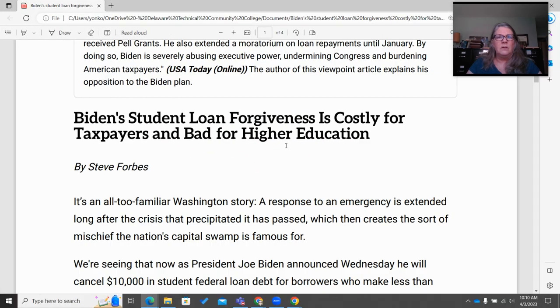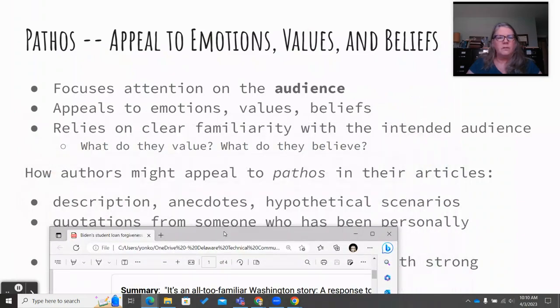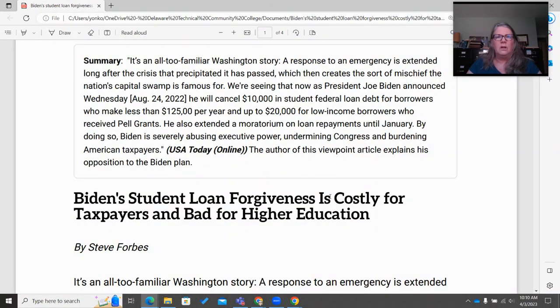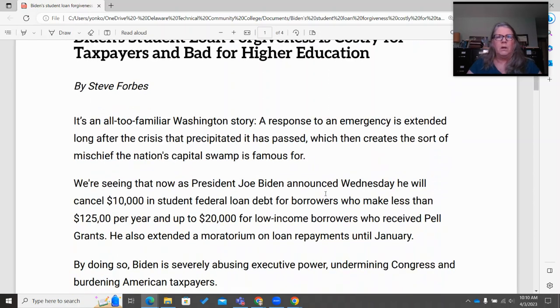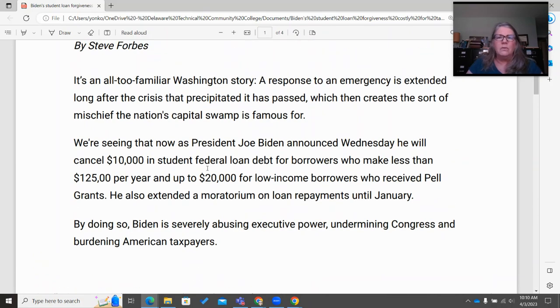So with Forbes, he doesn't have a lot of those first couple appeals to pathos, like description or quotations from individuals. He has expert quotations, but not like everyday people. His language sometimes is appealing to pathos.